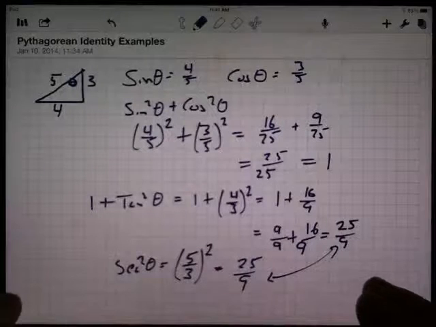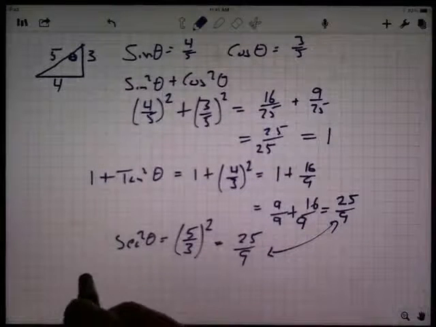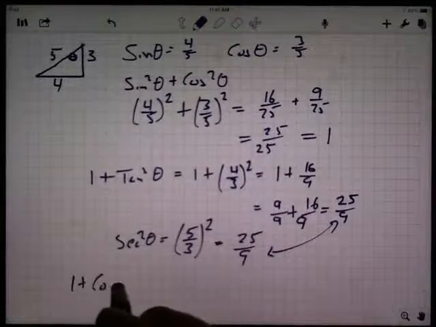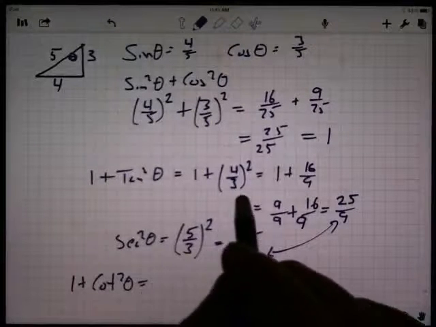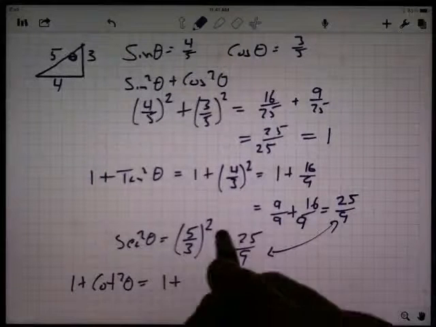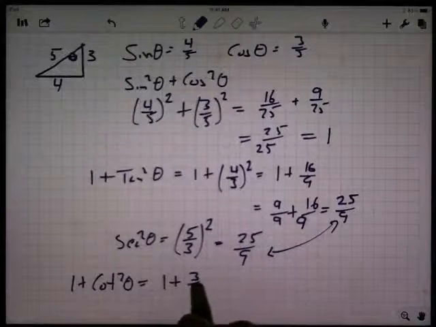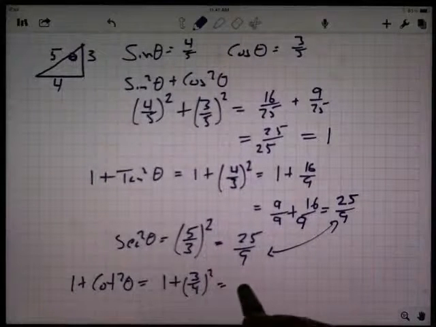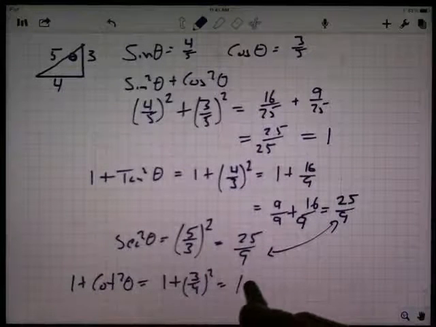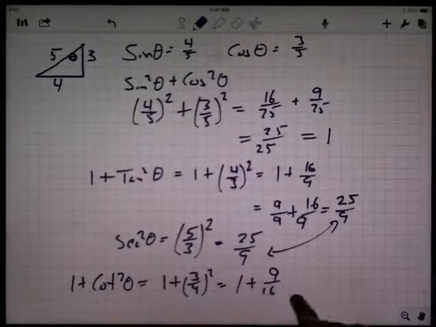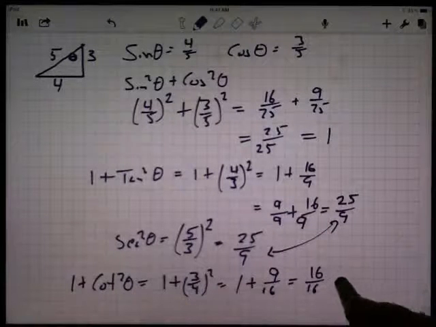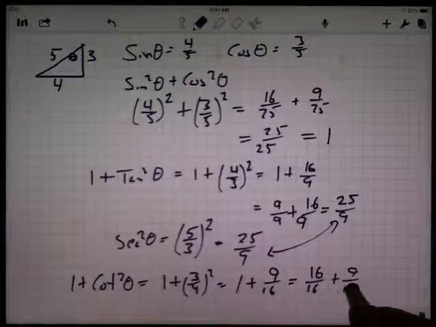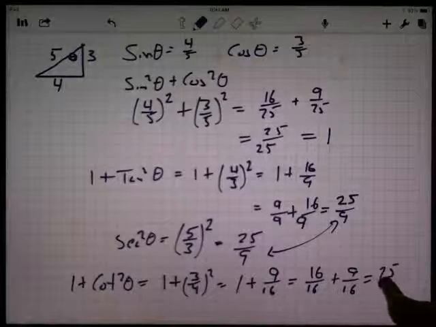And lastly, let's do this one, 1 plus the cotangent squared theta. Cotangent is the reciprocal of the tangent, so this looks like 1 plus 3/4 squared, which is 1 plus 9/16, which, getting a common denominator, 16, sorry, 16 over 16 plus 9 over 16 for a grand total of 25 over 16.